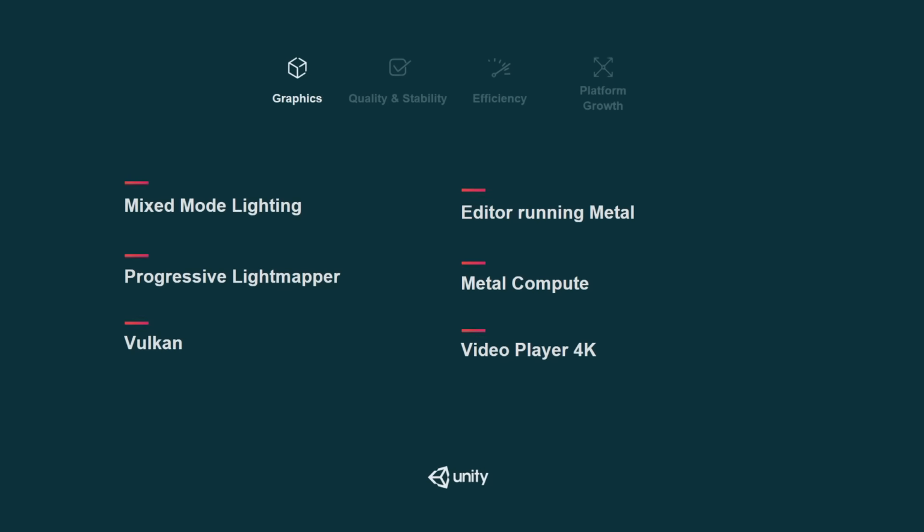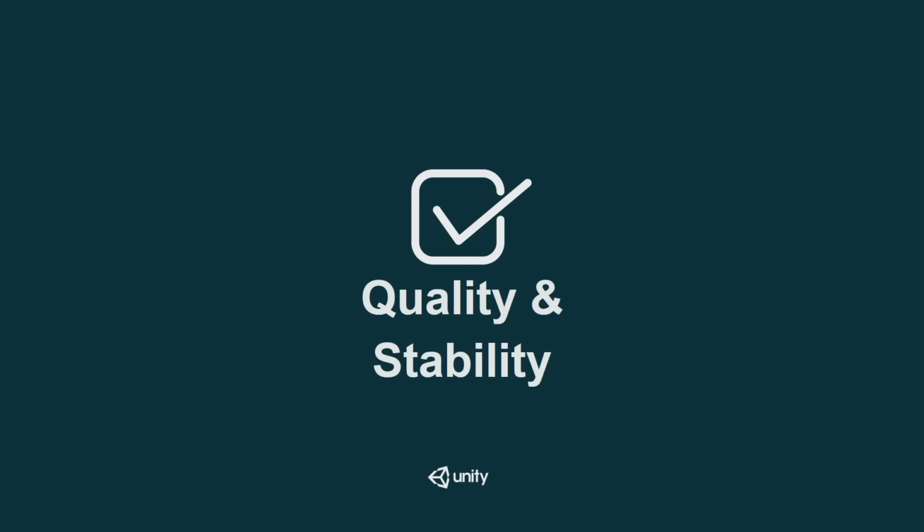All right. So that wraps up graphics for Unity 5.6. Lots of features in the area of lighting, Metal compute, and there's actually also a completely new video player. It runs natively on all the different platforms and is able to run 4K video, which is great if you want to do 360 VR. So let's move on to quality and stability.